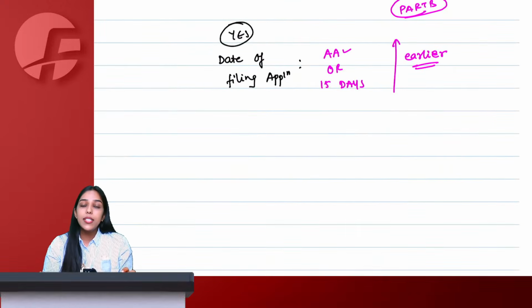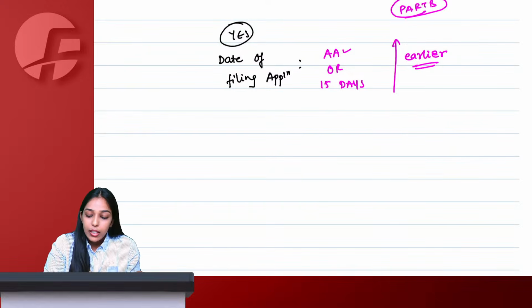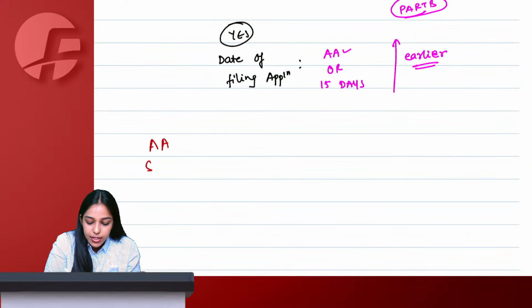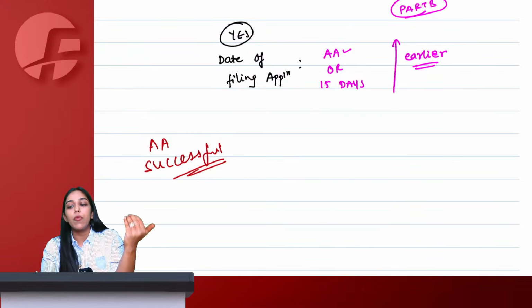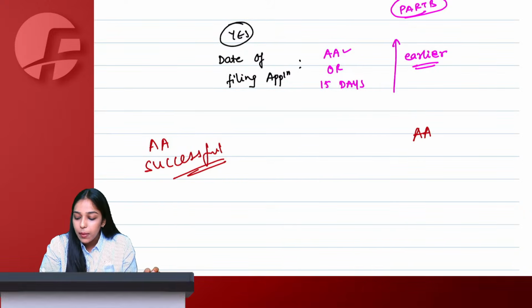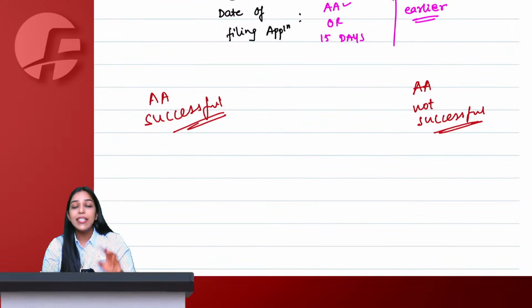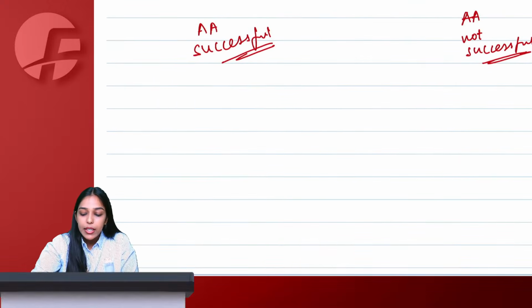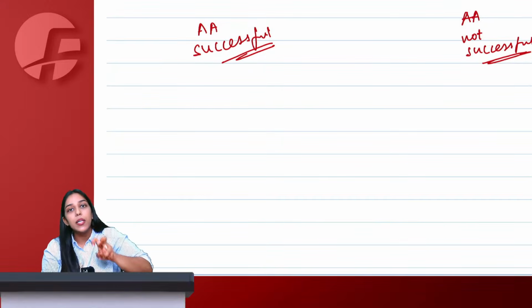Okay, ma'am. Now in this case, there are two possibilities. One, if I have undergone Aadhaar authentication, then my authentication can be successful. Of course, I clicked on the link, everything was okay, and my Aadhaar authentication was successful. Or there is another possibility that my Aadhaar authentication is not successful. Two possibilities are only there. If I ticked yes for Aadhaar authentication, either I entered the OTP, everything was okay, and my authentication was successful, or it was not successful.